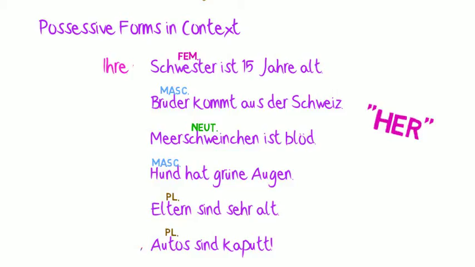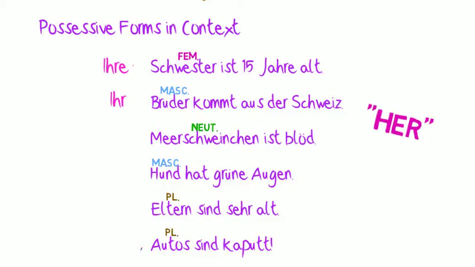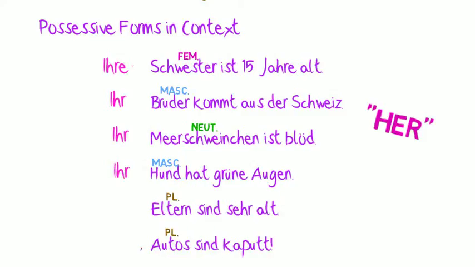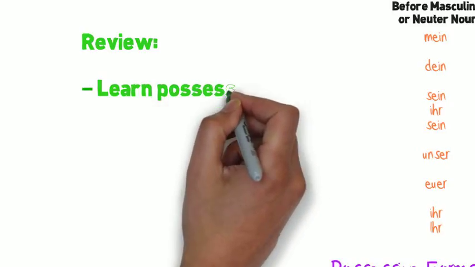But again, the gender of Bruder matters. That's what tells us whether to add an E to ihr or not. In this case, because Bruder is masculine, it will be ihr Bruder, no E. Similarly, with Meerschweinchen and Hund, we'll also use ihr because those are neuter and masculine words. Since Eltern and Autos are plural, we need that E on the end of the possessive form. Again, we've kind of got two genders going on here. The gender of the person the thing belongs to determines whether we use ihr or ihre for "her," or seine for "his." The next word determines whether you put an E on it or not.